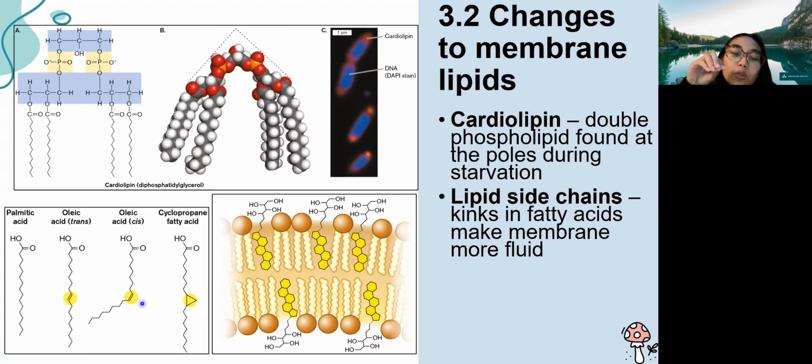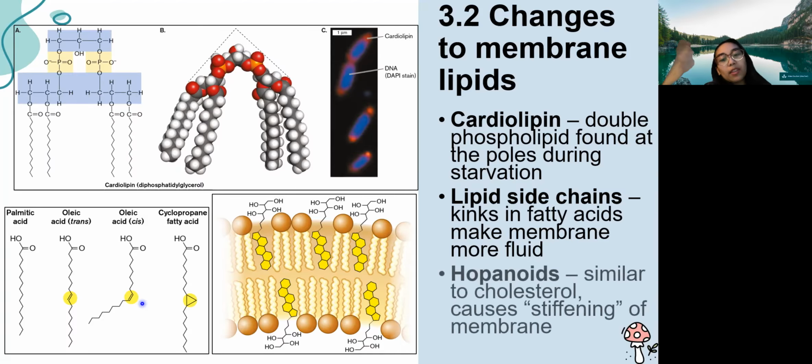A situation where a bacterium would want to make its membrane more fluid would probably be a very cold environment. When they're in a very cold environment, their membrane becomes more rigid, and that's not good because they want to be flexible. So they can add these side groups to their phospholipids so that the fatty acids are more fluid.